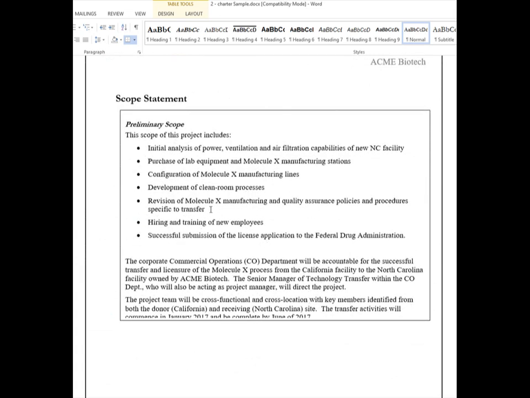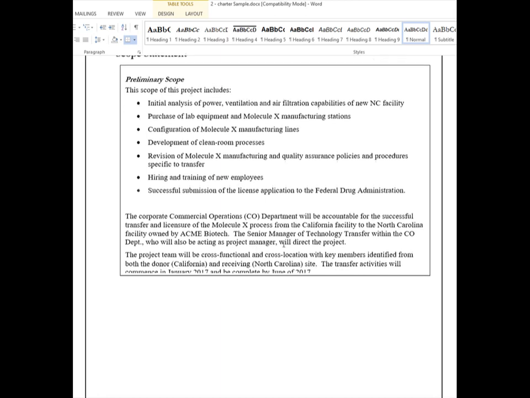Our scope statement gives a high-level overview of the scope, the initial analysis of power, ventilation, and air filtration, purchasing of lab equipment, configuration, development, etc., etc. And we also talk a bit here about personnel. Who's going to work on the project? If we remember my description of the charter, it's who, what, when, where, why, and how. All of this contributes to that statement of how we're going to execute this project.